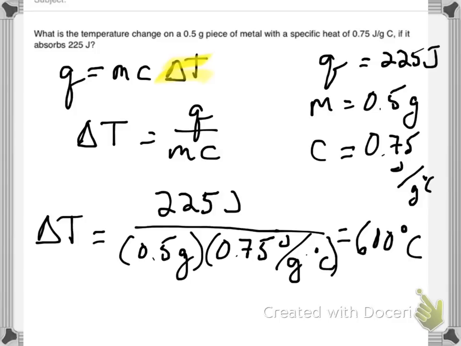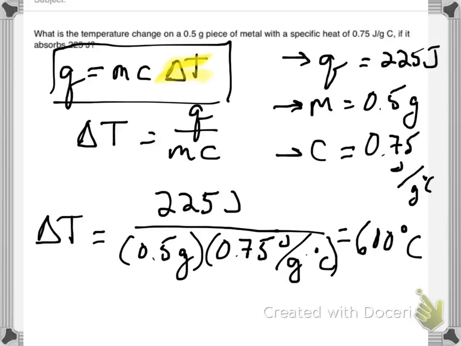So hopefully this helped you out a little bit more in terms of working through these problems. Again, I strongly recommend, first of all, using this formula, Q is equal to mc delta T, and then writing down the variables as you read through the problem so that you're just plugging them into the equations and solving. And hopefully that helped you out.